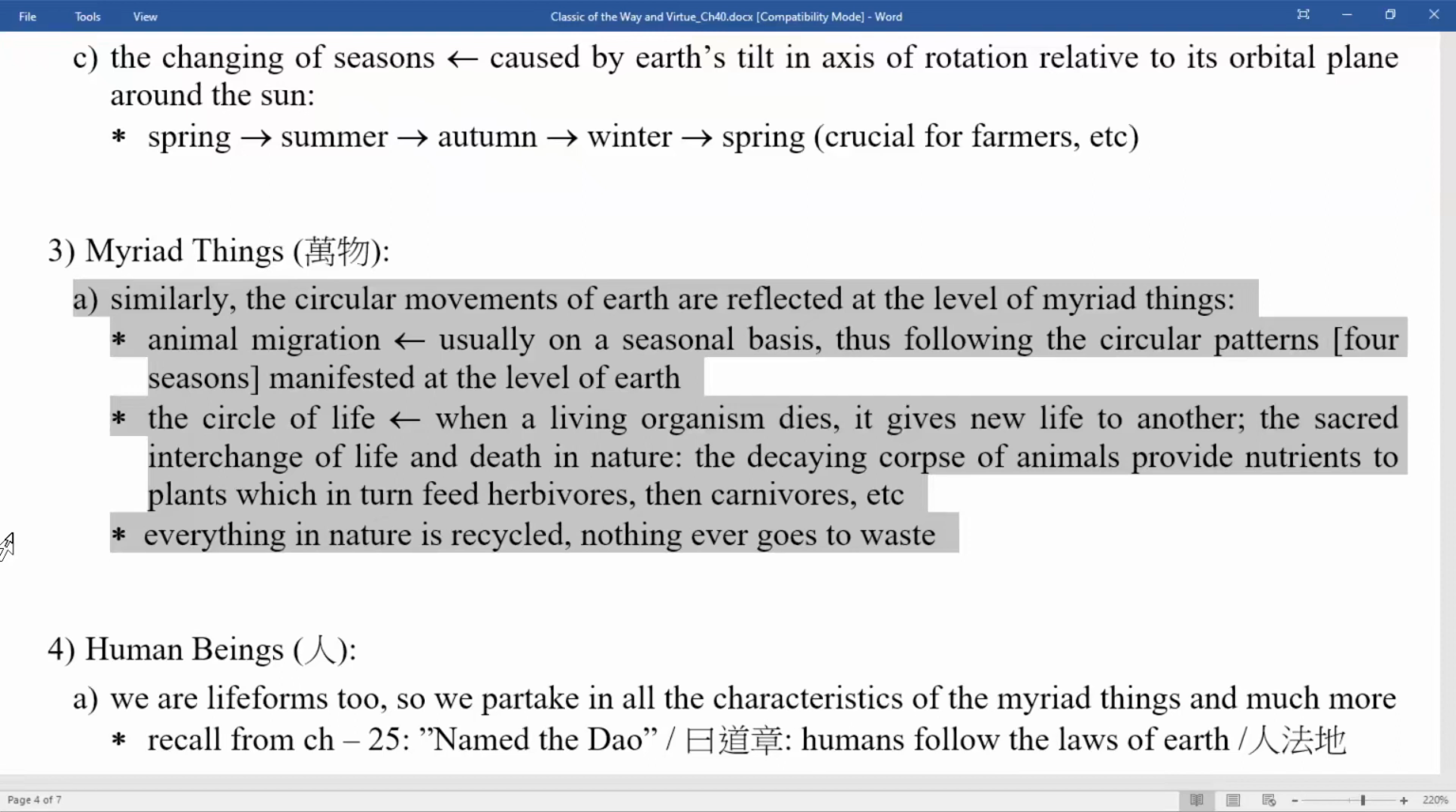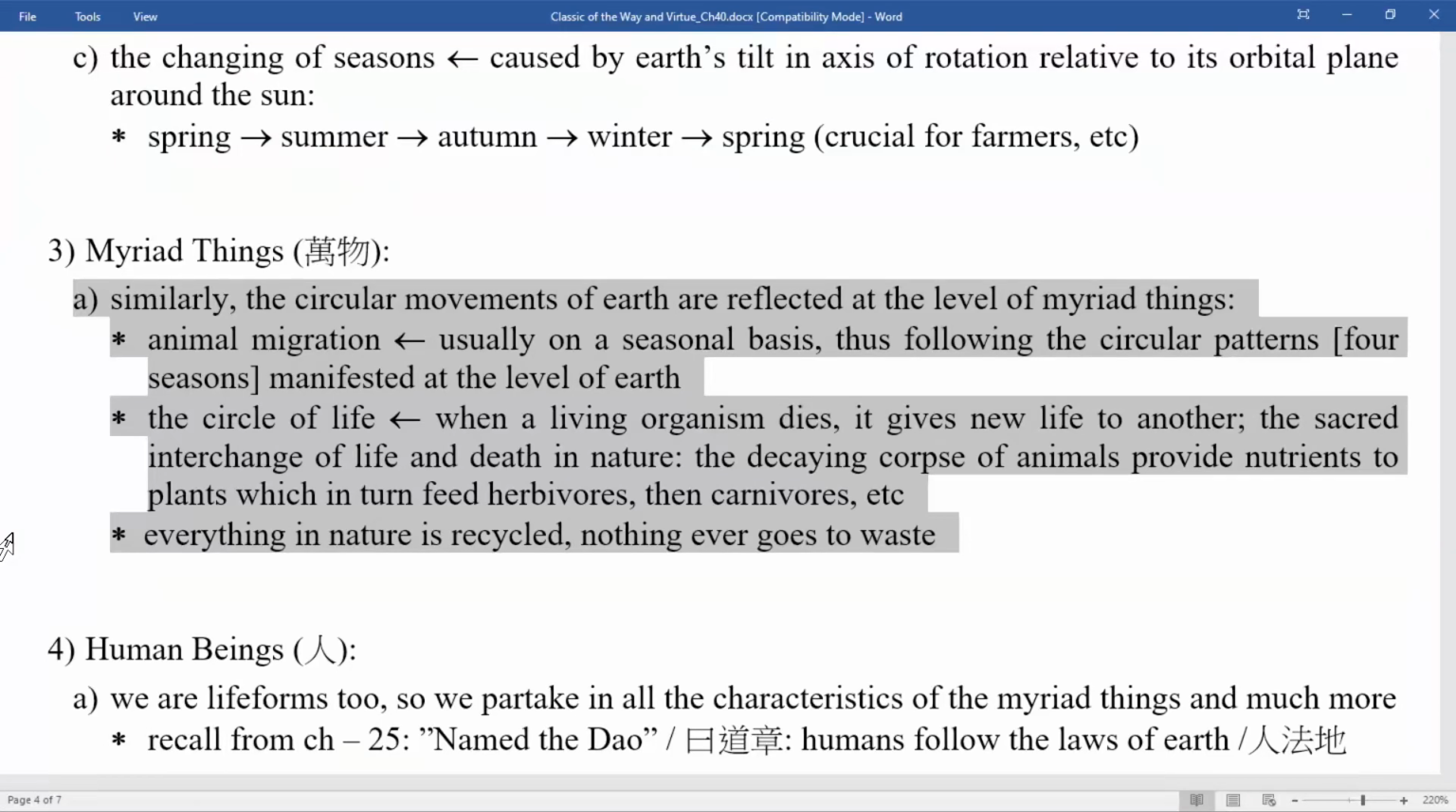So, animal migration usually follows the circular patterns of the seasons. Similarly, there is also the circle of life. When a living organism dies, it gives new life to another, so it's a ceaseless cycle. The sacred interchange of life and death in nature, such as the decaying corpses of animals, provides nutrients to plants, which in turn feed herbivores and then carnivores, etc. So that's the circle of life and death.